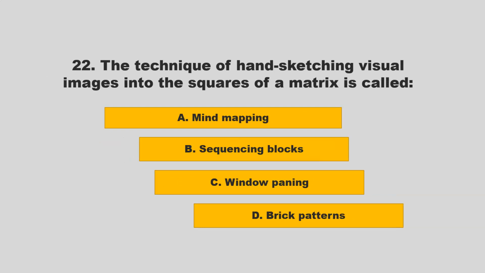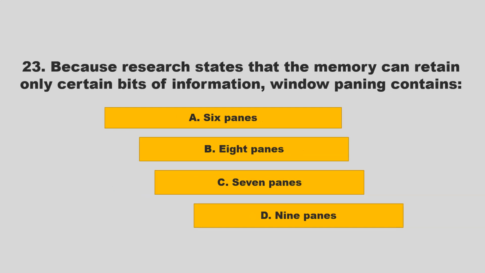The technique of hand sketching visual images into the squares of a matrix is called mind mapping, sequencing blocks, window painting, brick patterns. If you chose C, window painting, you are correct.